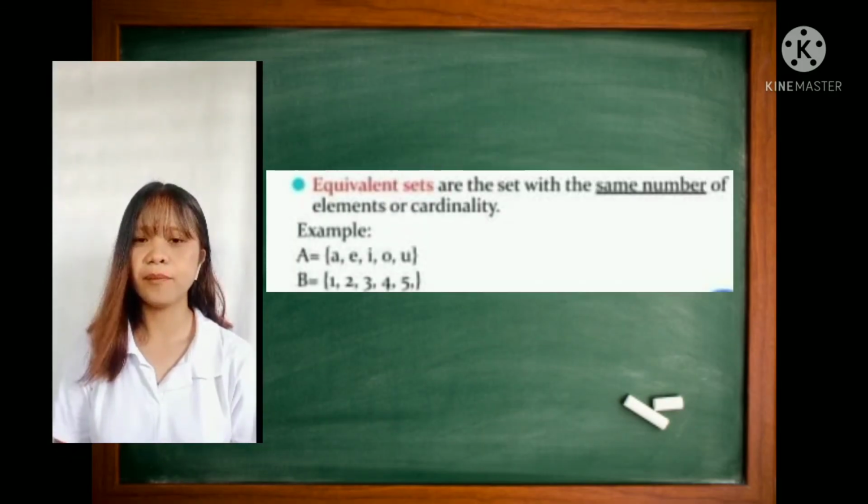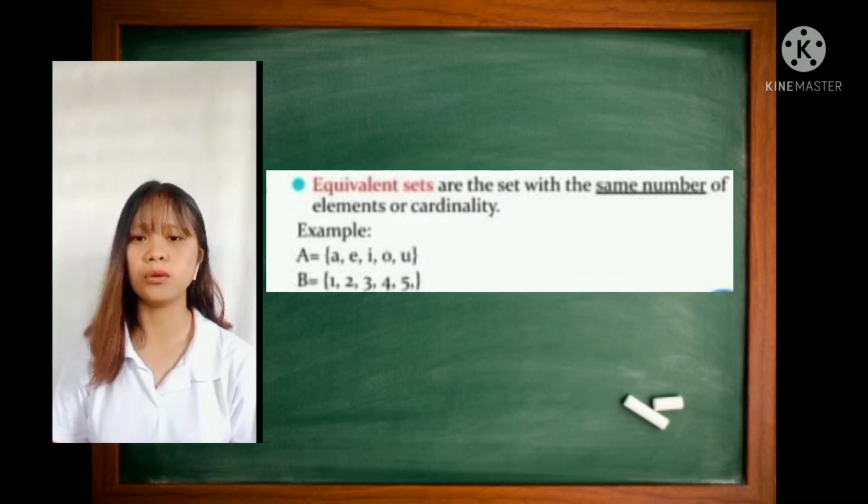For example, in set A, we have A, E, O, U. For set B, we have 1, 2, 3, 4, and 5.